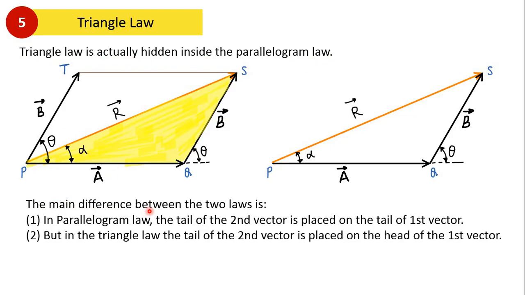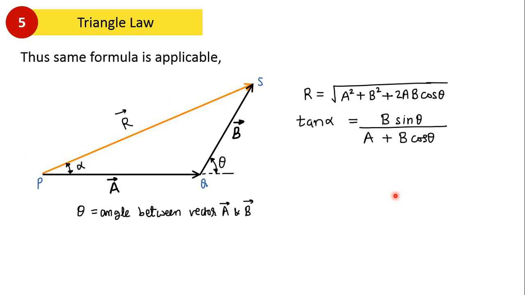The main difference between the two laws is that in the parallelogram law, the tail of the second vector is placed on the tail of the first vector. Like here you see, the B vector tail is here and A vector tail is here, both at the same place. But in the triangle law, the tail of the second vector is placed on the head of the first vector. So only the method is different. The answer they will give is the same. So that is why the same formula will be applicable.